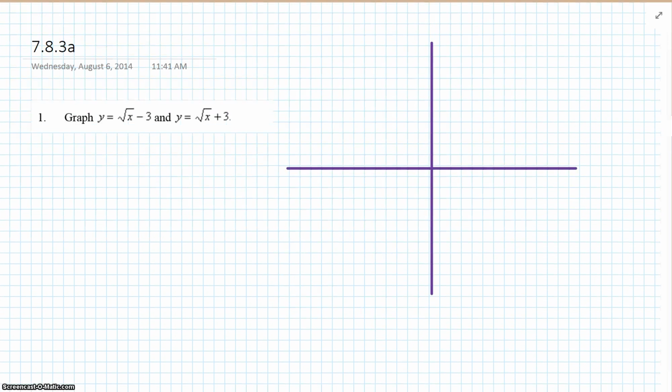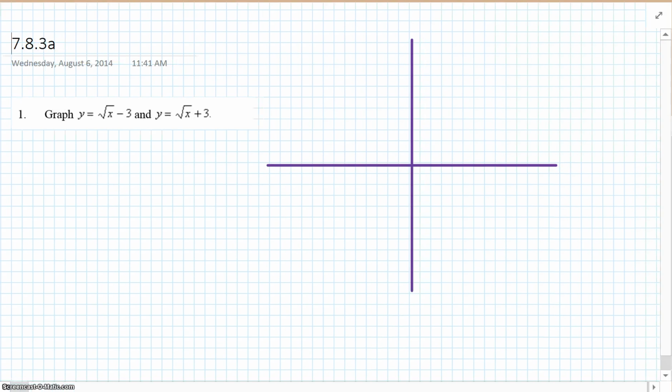So graph the square root of x minus 3 and the square root of x plus 3. Well, we know these are just going to be translations. So the square root of x minus 3, we know we're going to start at negative 3. So there's 0, negative 3. So when x equals 1, y is negative 2. When x equals 4, y would equal negative 1. And when x equals 9, y would equal 0. So here's our graph.